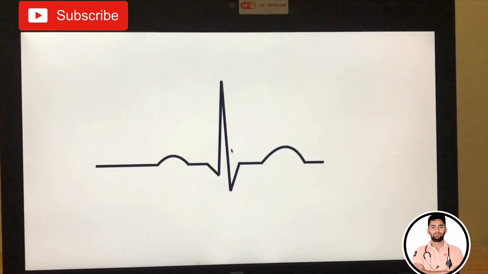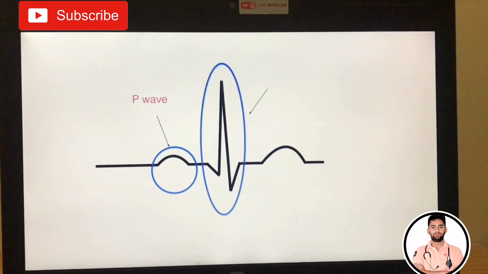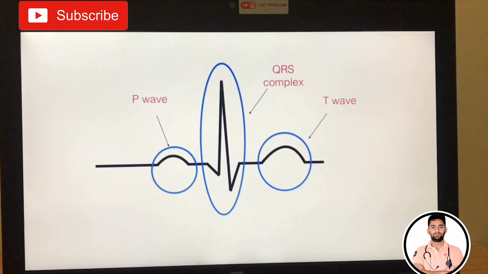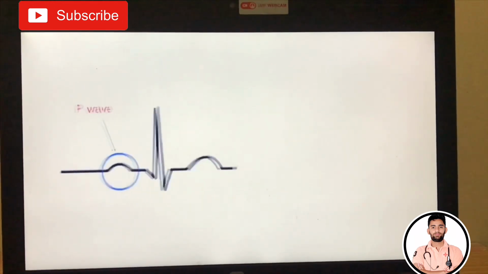It has different parts we will discuss, with a small bump right here called the P wave, followed by this tall structure right here called the QRS complex. Lastly, the last bump after the QRS complex is the T wave. Let's discuss them one by one. Let's start with the P wave.